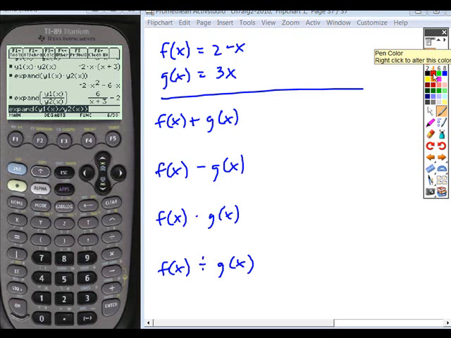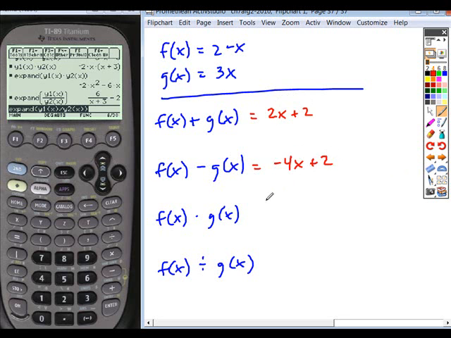All right, what did you get for the combination f of x plus g of x? 2x plus 2. Okay, what about their difference? What did you get? 2 minus 4. So minus, I'll write it in order. So negative 4x plus 2.